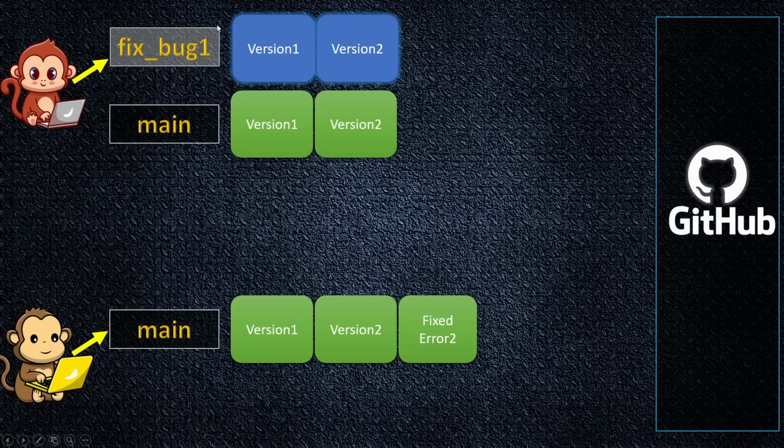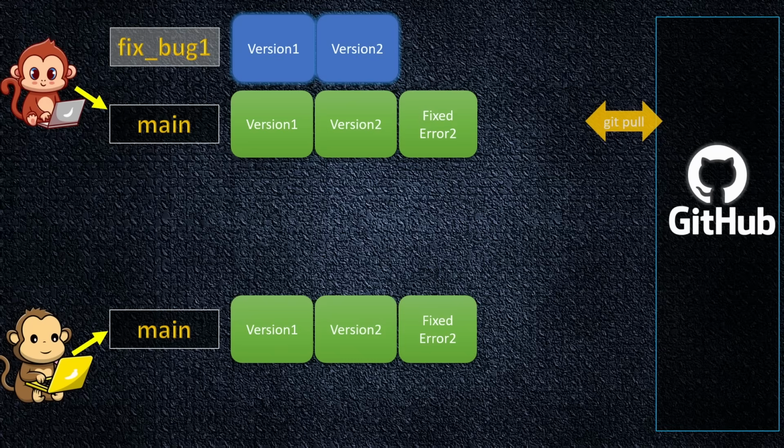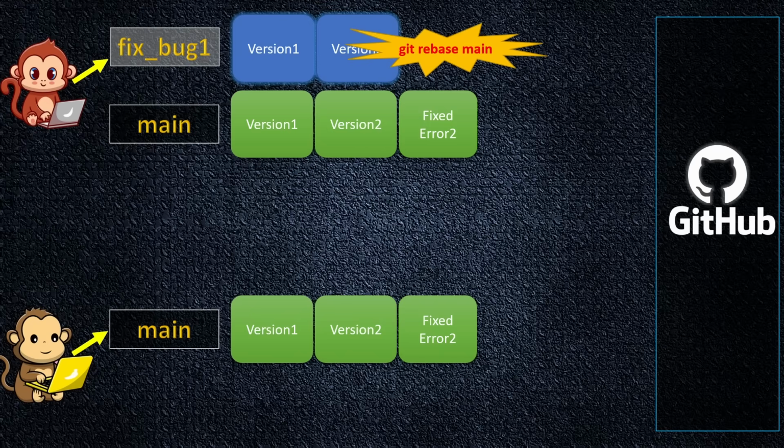So this is what he needs to do. First he needs to commit all his work up until now here. He switches to the main branch. He executes the command git pull to get the latest updates. So he gets this commit fixed error 2. Now he switches back to his fix bug 1 branch and executes the command git rebase main.